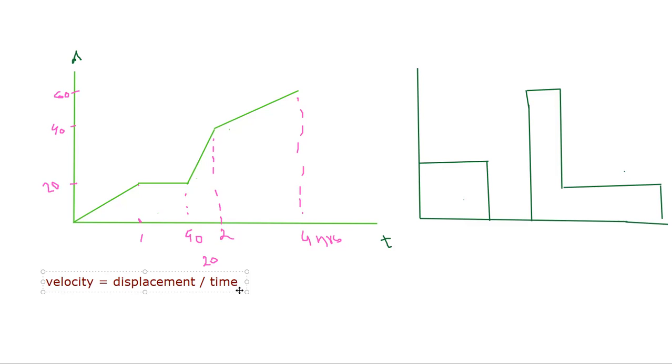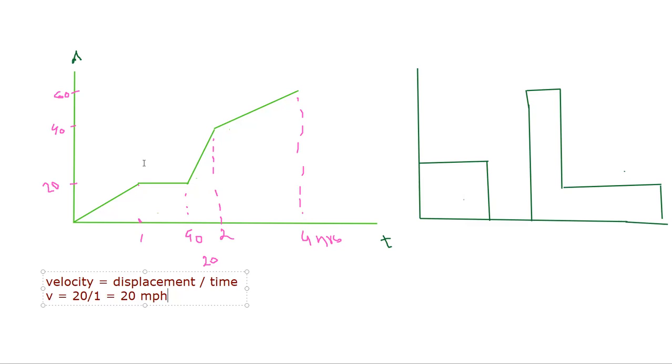So in this case, the velocity would be the distance covered in the first part. The distance covered is 20, and it is covered in 1 hour. So that would be equal to 20 miles per hour. 20 divided by 1 is equal to 20. So this would be equal to 20 miles per hour.